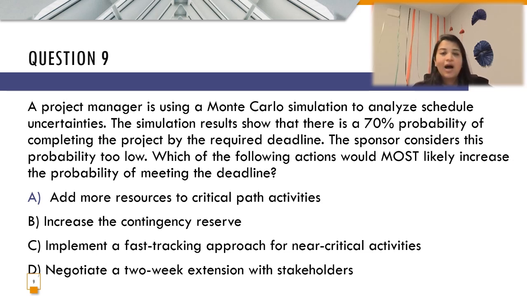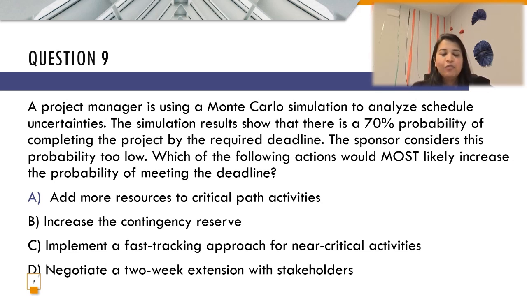Now, how can schedule efficiency be increased? If the project manager goes ahead and executes those activities in parallel, that means fast tracking is the best approach in order to reach the deadline or the finish line pretty much faster. So now let's look at the options.